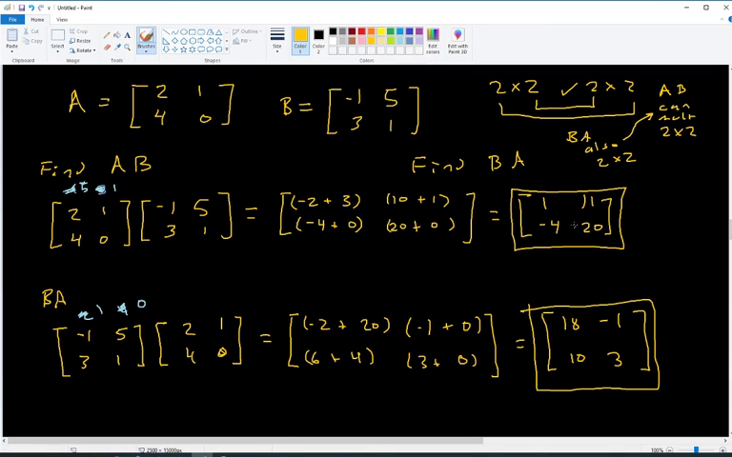We got a 1 there. There's an 18. We had 11. We got a -1. -4 and 10. 20 and 3. These are not the same matrix at all. So that's fine. That's going to be something that happens when you do these.